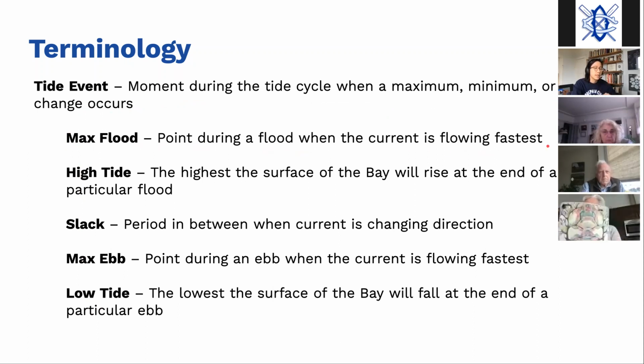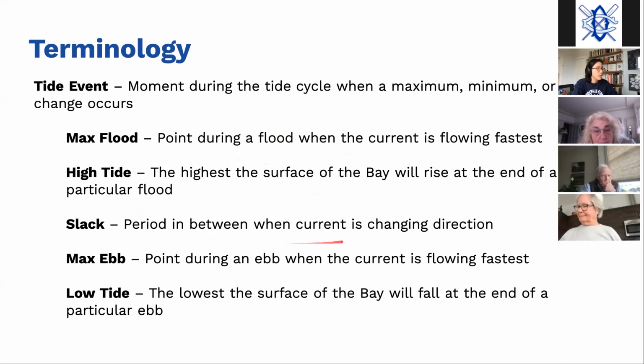So when the tides are changing, the speed of the current accelerates to a point and then decelerates to, let's say, high tide, right? And then as it turns around and goes down, it accelerates to a point, slows down, bottoms out, and then turns around. So you can think of it like a pendulum swing. So max flood is the point during a flood when the current is flowing fastest. High tide is the highest the surface of the water of the bay will rise at the end of a particular flood.